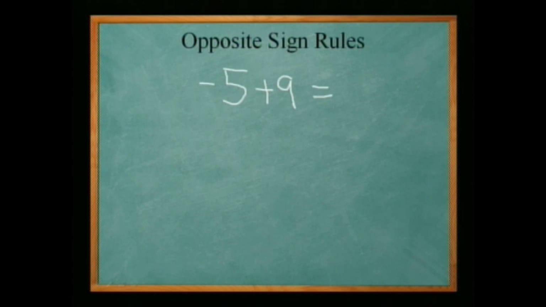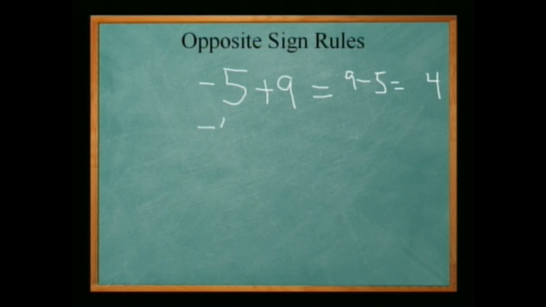So I'm going to take the larger number. 9 is bigger than 5. So I'm going to do 9 minus 5, which is going to be 4. And I'm going to use the sign of the larger number. Positive 9 was the larger number, so the answer is going to be positive 4.